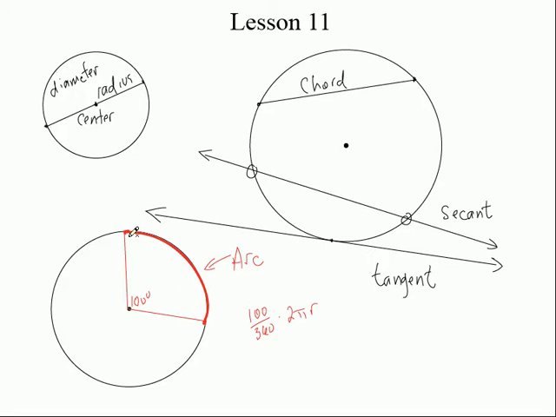So what you would do to find the distance from here to here, you'd go 100 over 360, 2 pi r. Make sense? Or pi d, however you want to do it. All right, so if you knew the radius was 5, then you can plug all that stuff in, and you've got the distance from here to here.